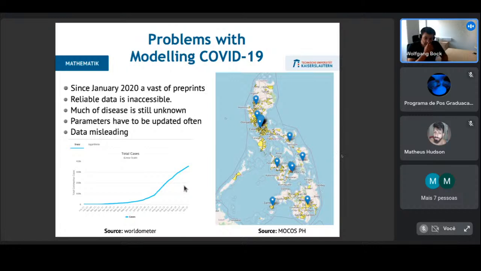This is a really big problem: a lot of mathematicians, and especially modelers, believe in this data very much, but you have to be very critical about the data that you have. Data is very misleading, and you have to find a good model for that. Here in the Philippines, at some point, we no longer used the PCR tests, we used other tests, and then we got it a bit under control.